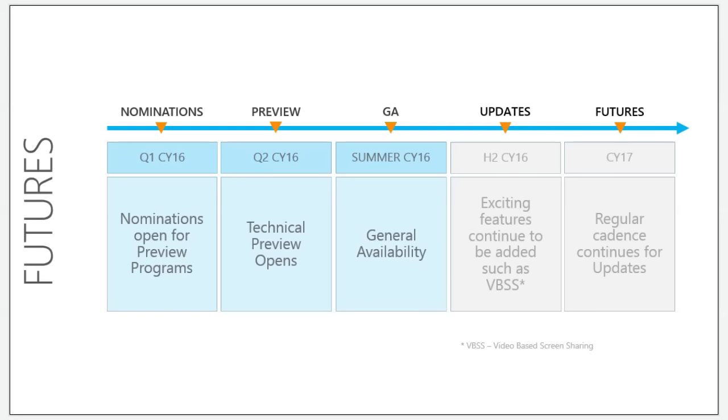Just to tease you a little bit, an example of one of the updates that I'm personally really excited about is something called VBSS. VBSS is video-based screen sharing. It's already available in the Windows client itself. It came out in September. And I don't know if Shawn, you want to talk about it, or I can talk about it.